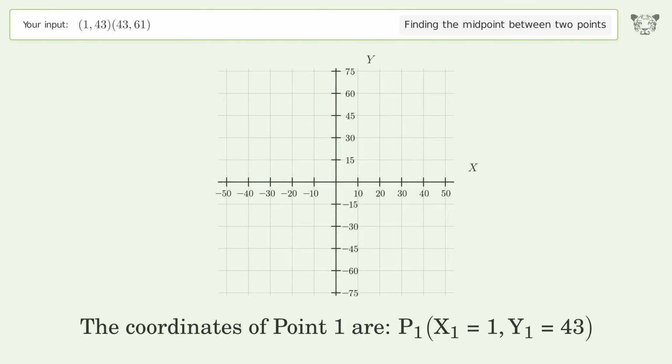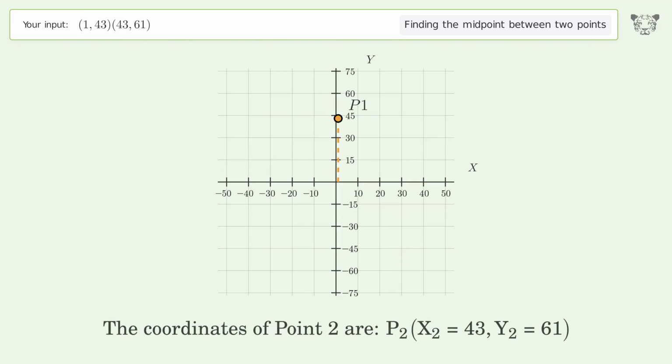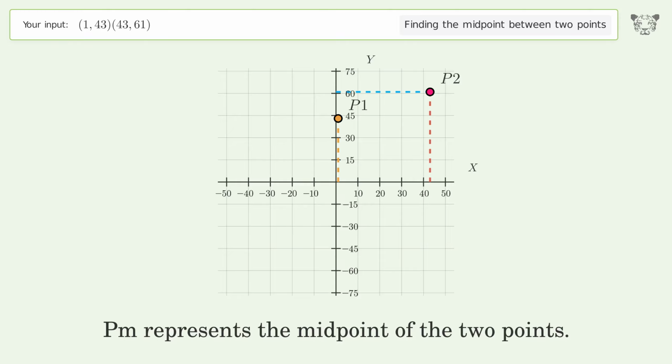The coordinates of point 1 are x1 equals 1, y1 equals 43. The coordinates of point 2 are x2 equals 43, y2 equals 61. PM represents the midpoint of the 2 points.